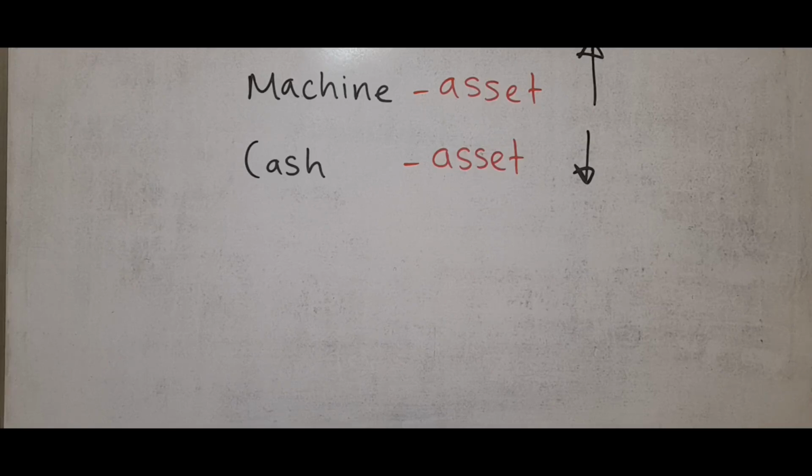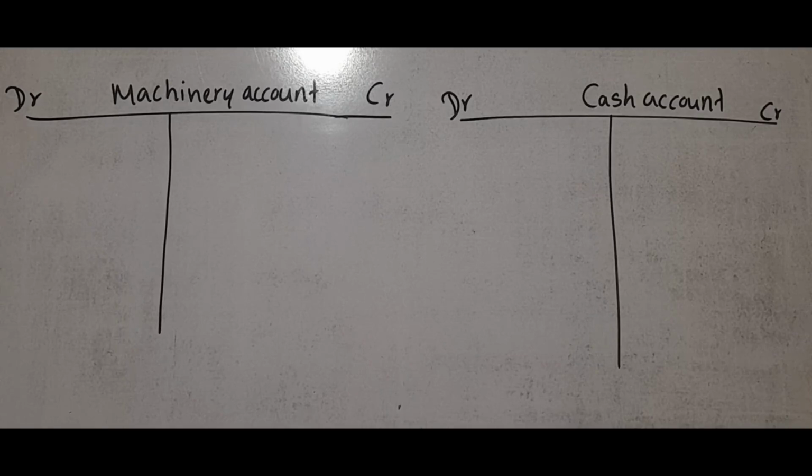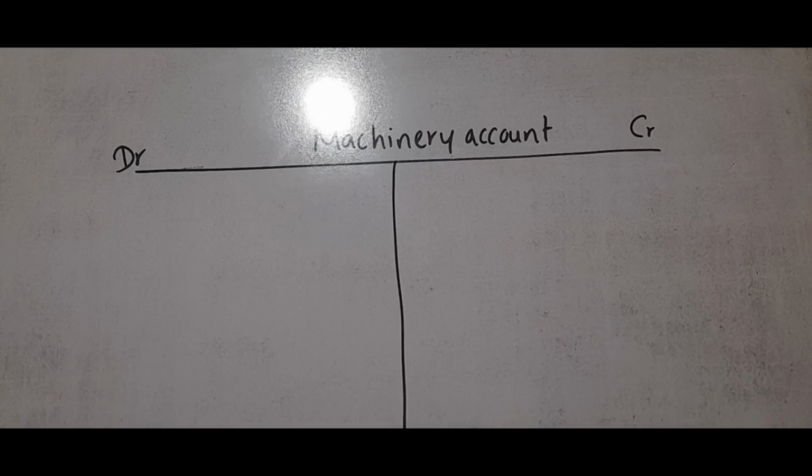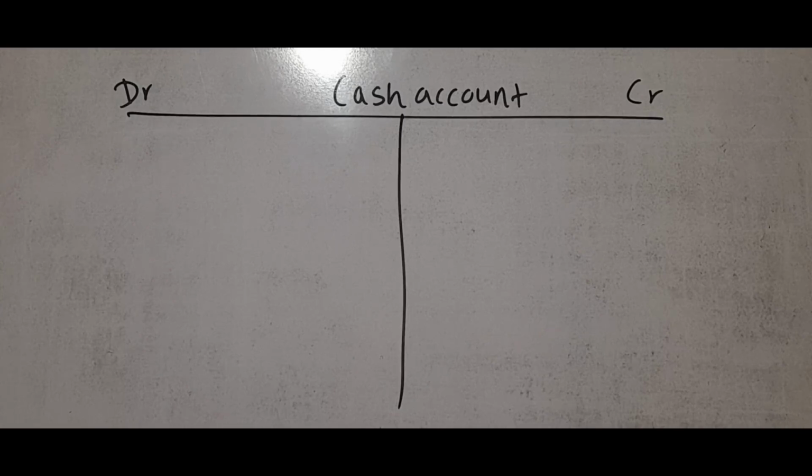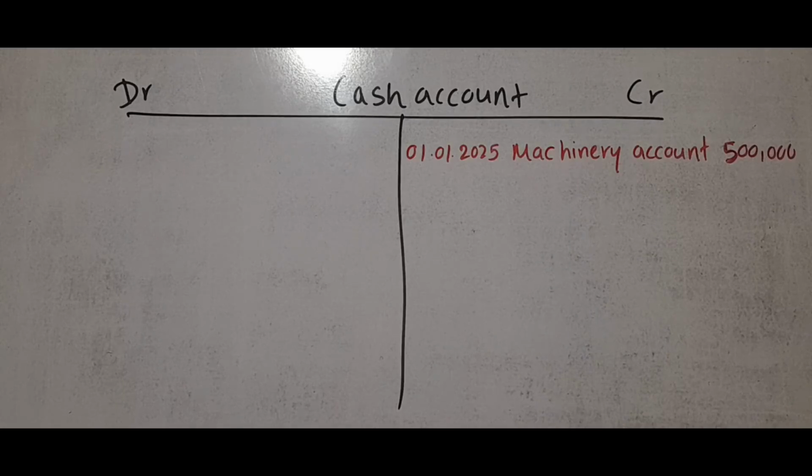Now here, we need a cash account and a machinery account. Now let's write the transaction in these accounts. Because of the transaction, machinery increases, machinery is an asset. Now remember the previous rule that we discussed. When assets increase, we write it on the debit side. Machinery account debit, we write it like this. Because of this purchase, our cash decreases. Cash is also an asset. When an asset decreases, we write it on the credit side.